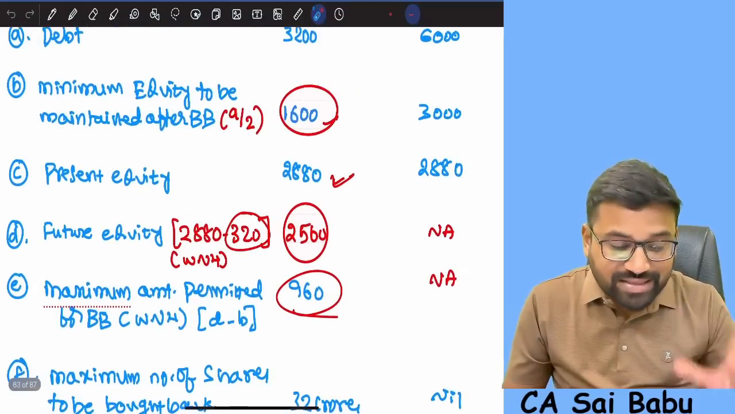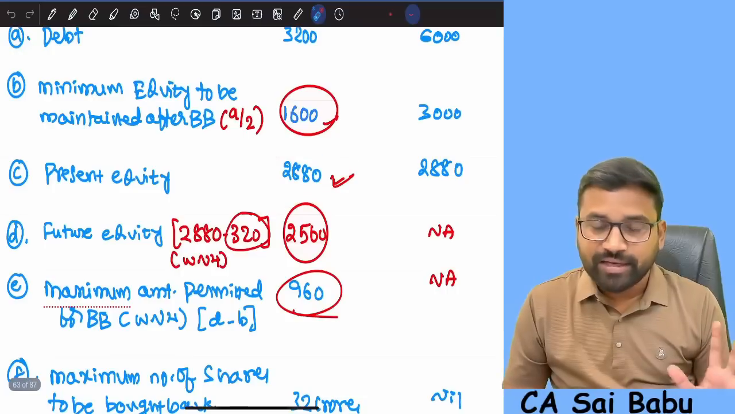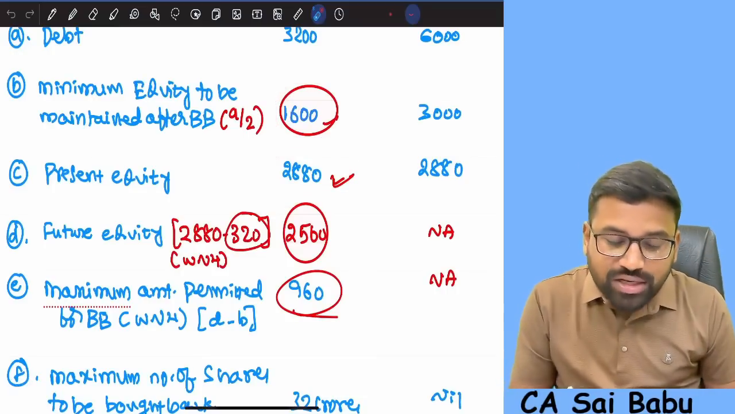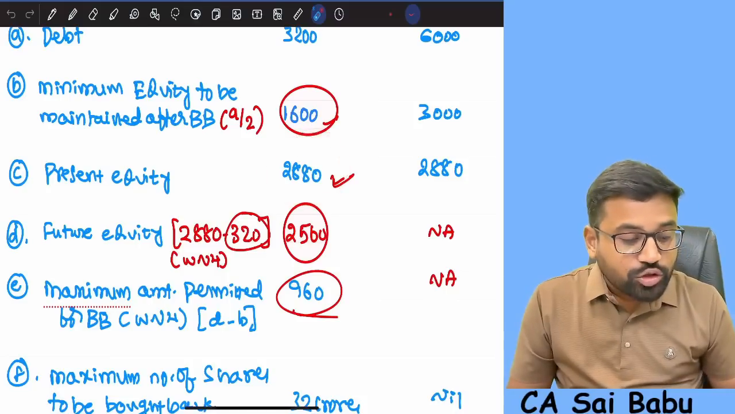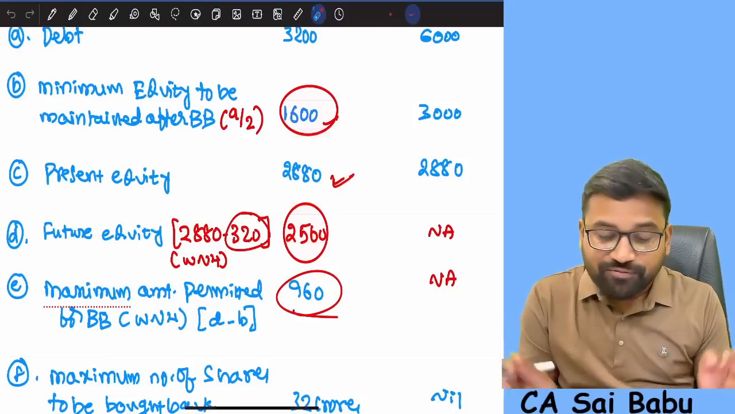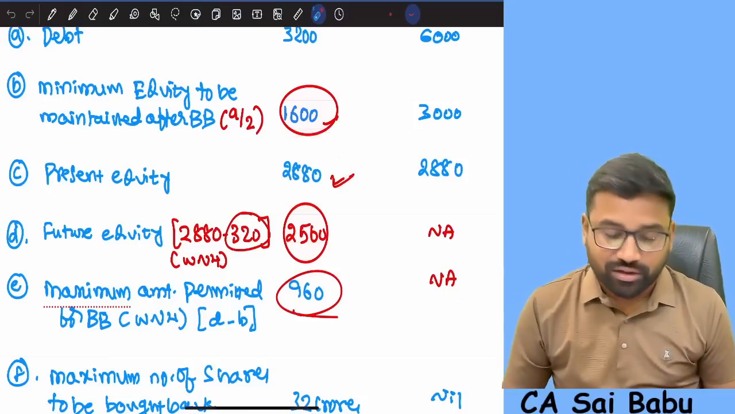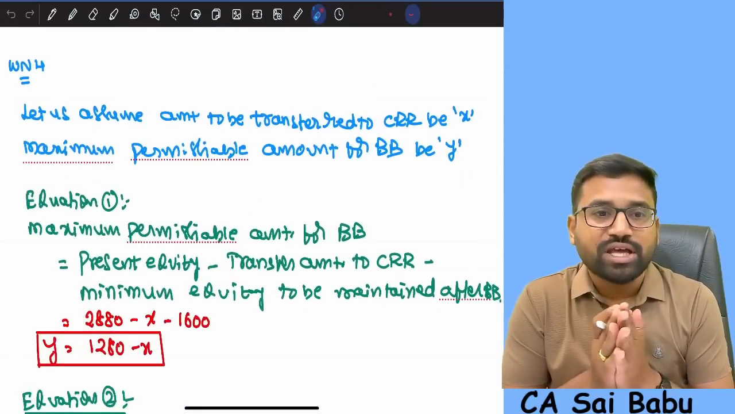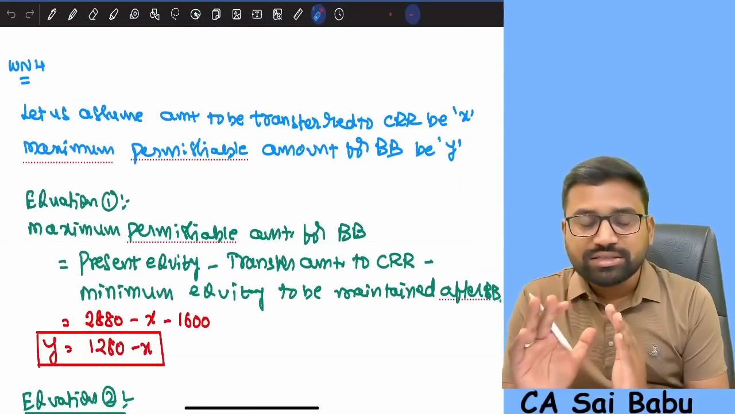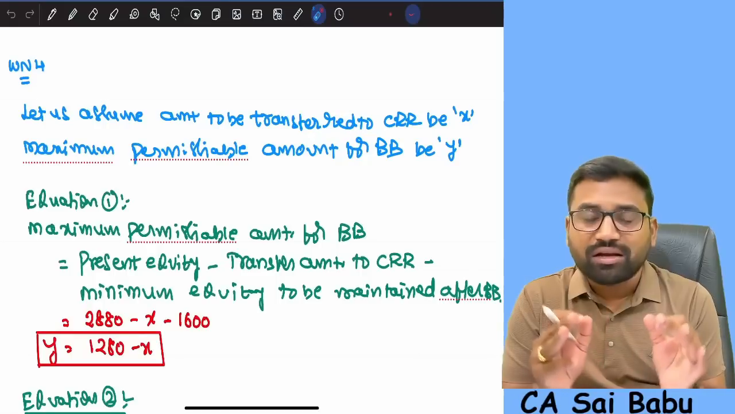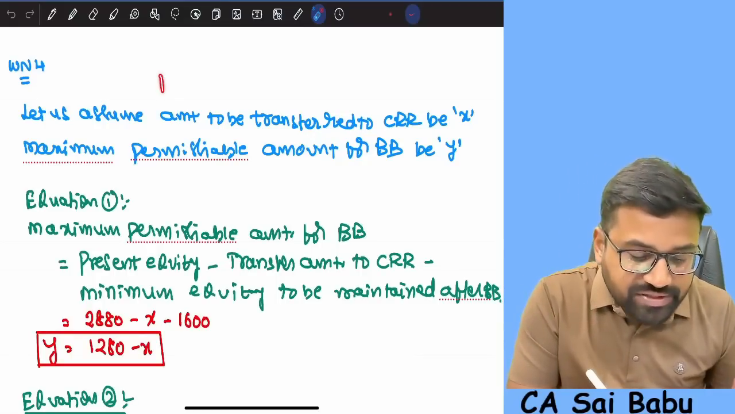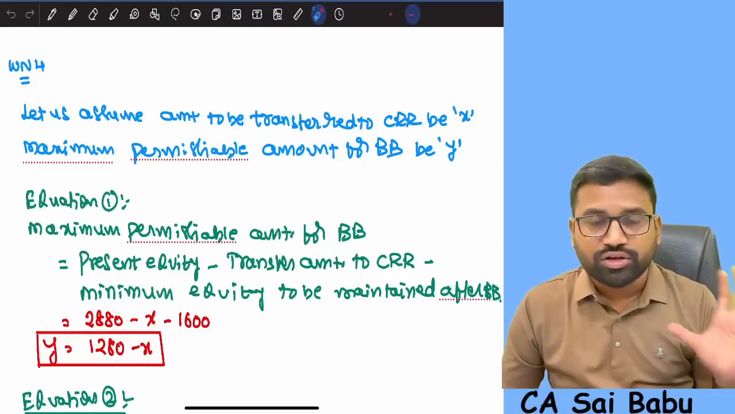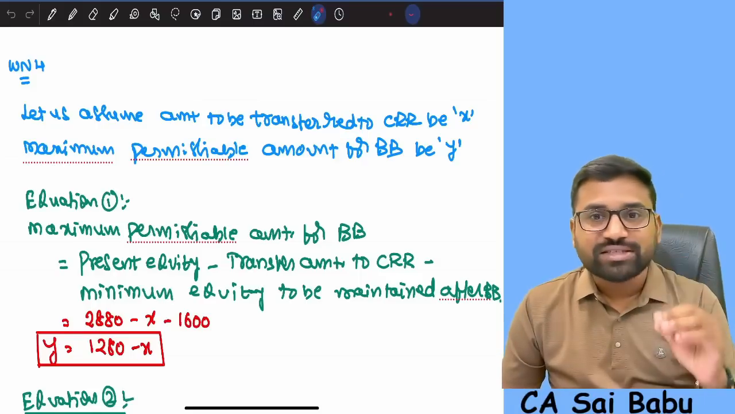Understand? Present equity is how much? 2880. Correct? What is the equity to be maintained? 1600 after buyback. What is the reduction possible? The total 1280 reduction is not possible. First you need to transfer the amount to CRR. Now the question is how to find out the amount to be transferred to CRR. There are different techniques, but the technique prescribed in the ICAI study material is important. You have to solve only according to the study material, then only you will get the marks.